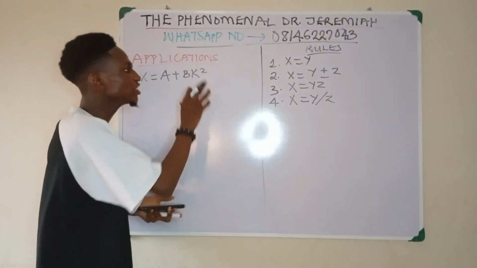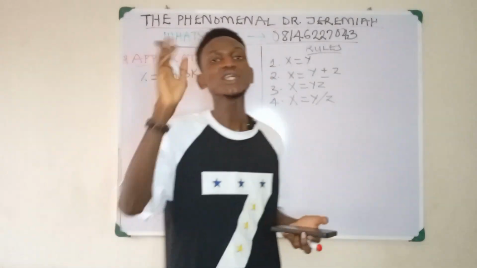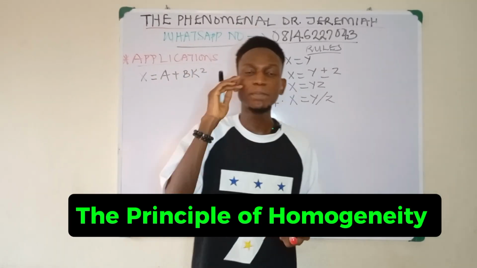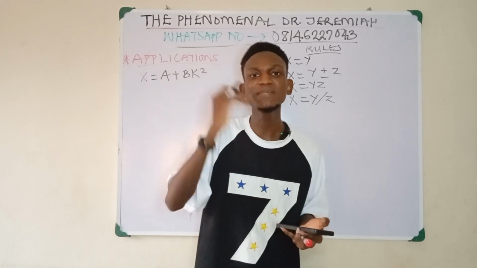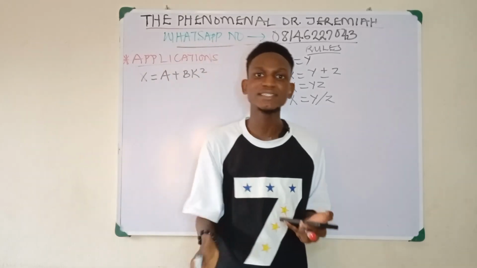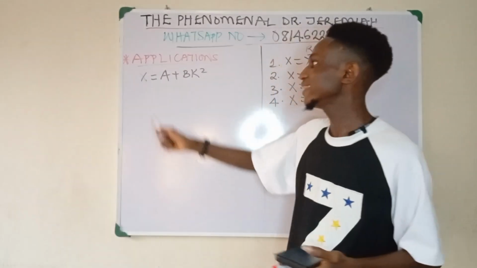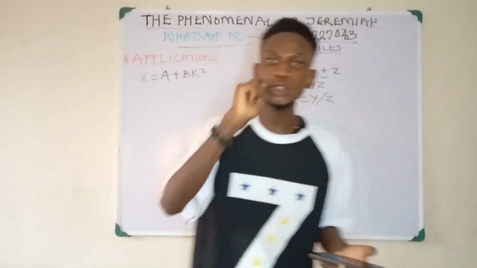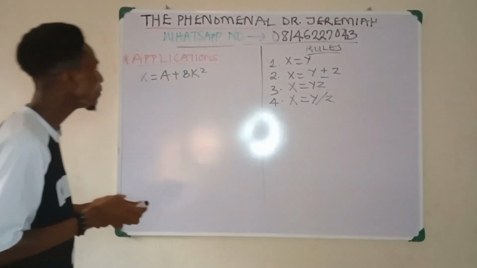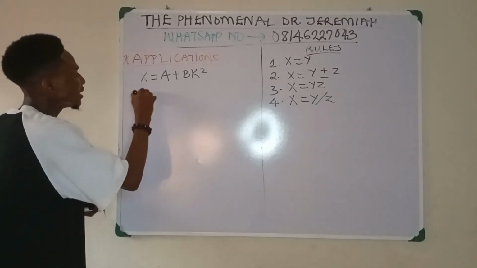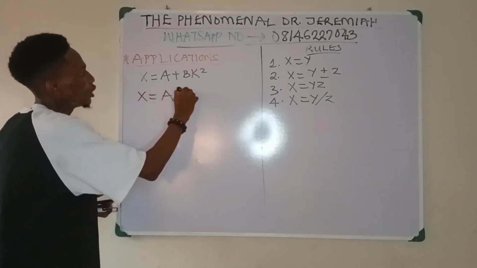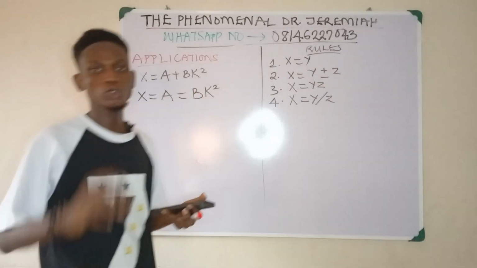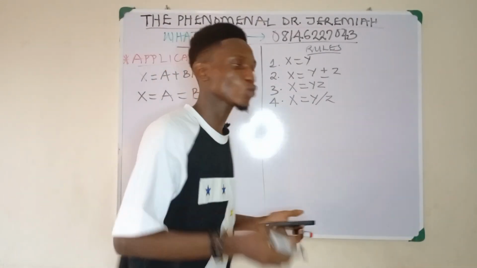Now, the principle I'm going to be using for such questions is called the principle of homogeneity. Homogeneity just means sameness. What does this principle state? Take for instance s equals a plus bk squared. It simply tells us that s equals a equals bk squared.